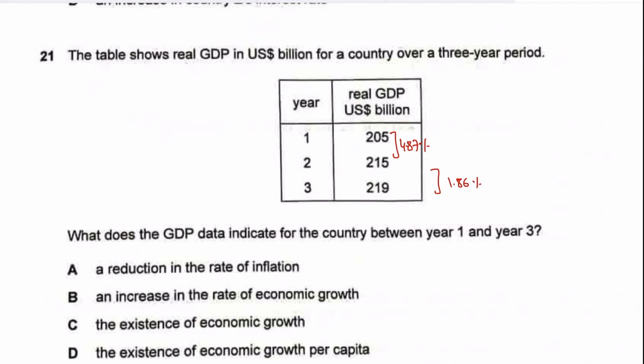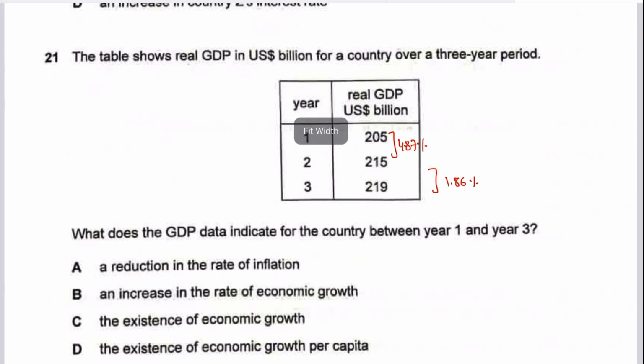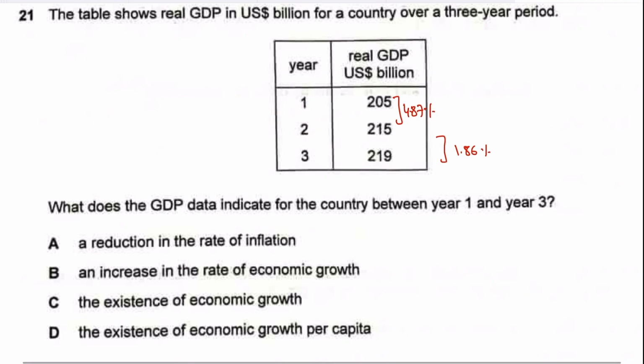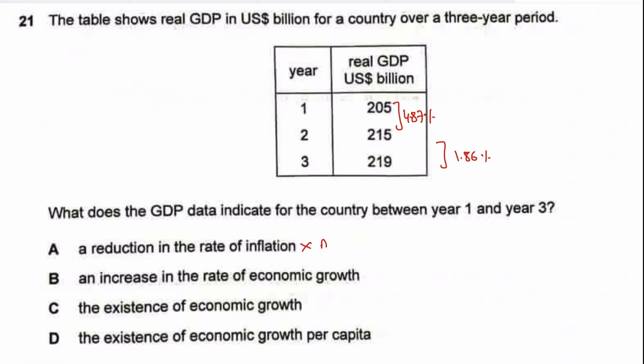21 says the table shows GDP in billion dollars for a country over a period of 3 years. Year 1, 2, 3 is given, real GDP is given. What does the GDP data indicate for the country between 1 and 3? Now, a reduction in the rate of inflation, no, this will not be the answer, because your real GDP could also rise because of a rise in AD, and that would be inflationary.